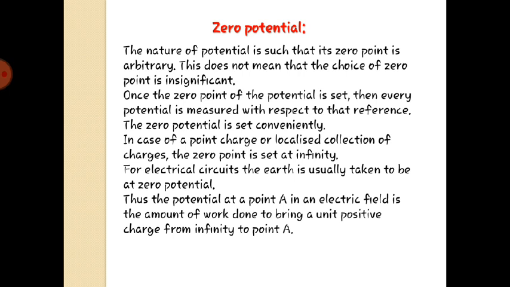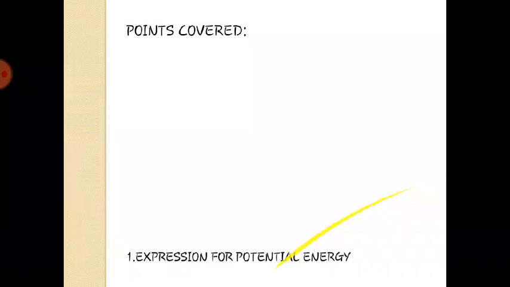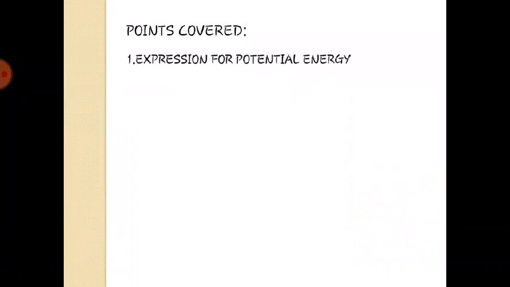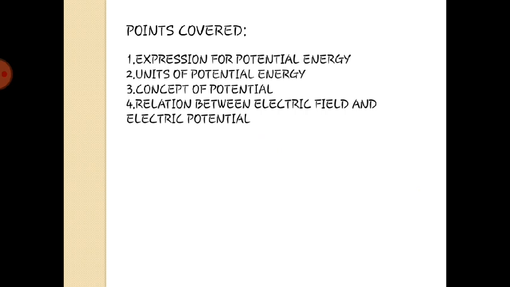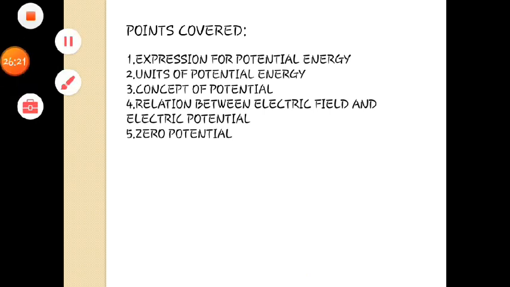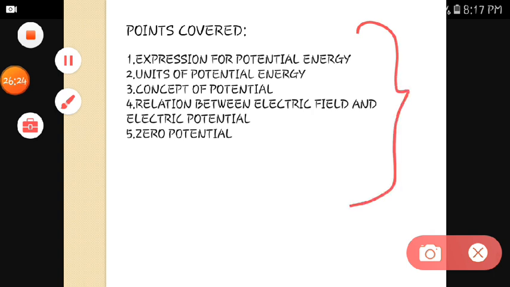So this is all about today's lecture. What we have exactly done in today's lecture: first, the expression for potential energy that we have derived. Then, units of potential energy in various systems. We have discussed the concept of potential in terms of energy also. Then, the relationship between electric field and electric potential we have discussed. And the last point was zero potential. I hope you all got all these points which are exactly related to potential. There are many more concepts for potential energy, but these are the basic concepts.